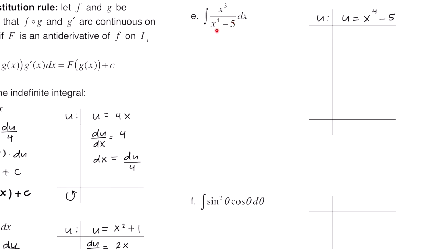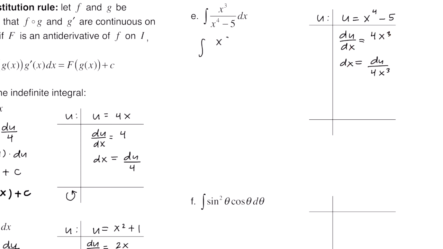So we let u equal the entire denominator, so u equals x to the 4th minus 5. The derivative of x to the 4th minus 5 is going to be 4x cubed. We have a proportion, so we're going to rewrite this. We're going to bring the dx up, and we're going to move this 4x cubed down. All right, we're ready to substitute this in.